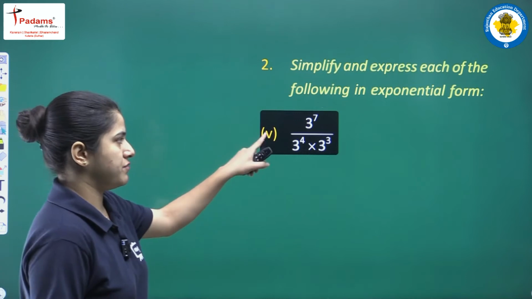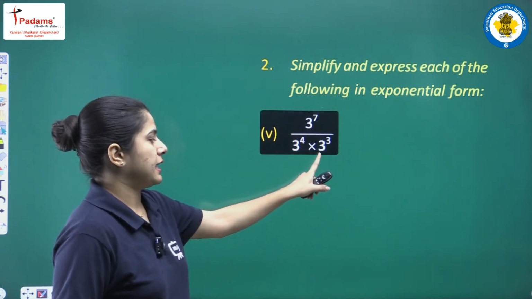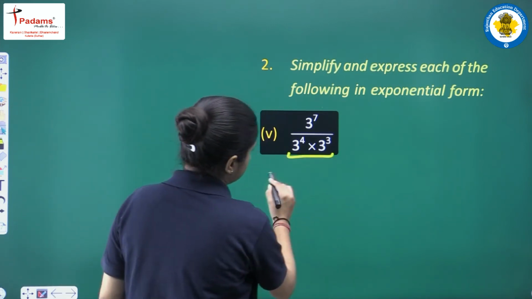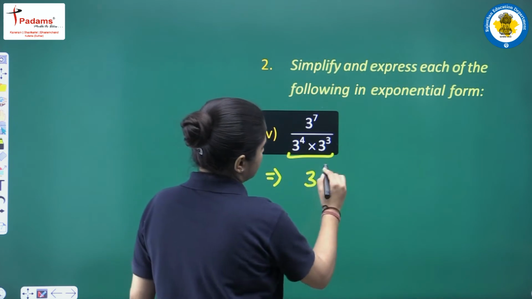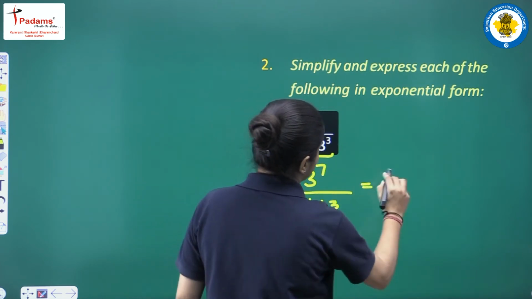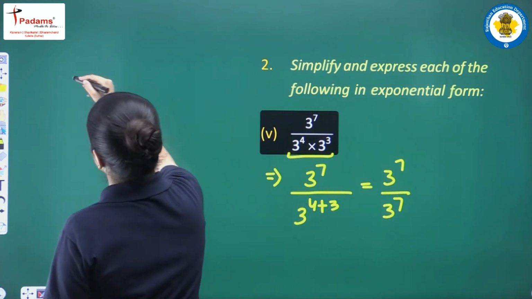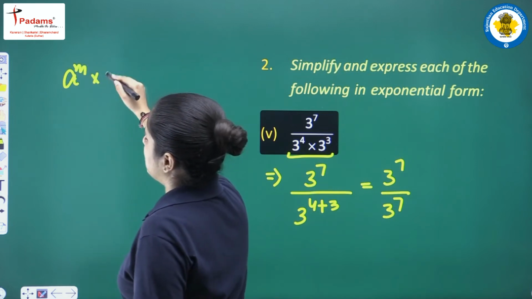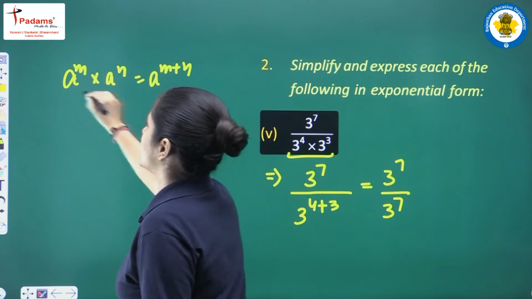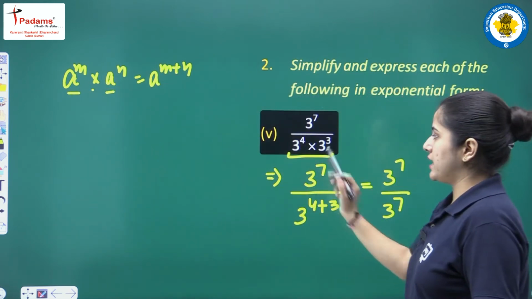Part 5, okay? 3 raised to power 7 divided by 3 raised to power 4 multiplied by 3 raised to power 3. Okay students, so firstly we'll be solving this particular thing, 3 raised to power 7, 3 raised to power 4 plus 3, that is 3 raised to power 7, right? Why have I done this? Because I know that a raised to power m multiplied by a raised to power n is equals to a raised to power m plus n. Base same, multiply is there, the powers are added, right students?